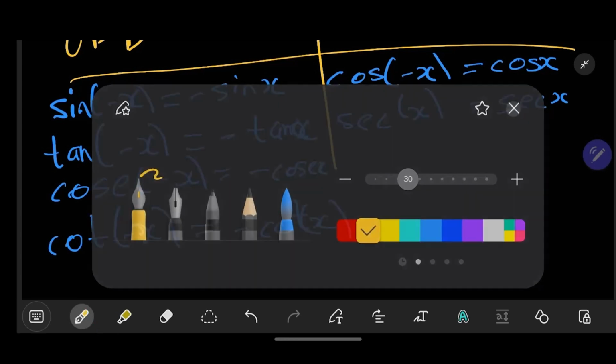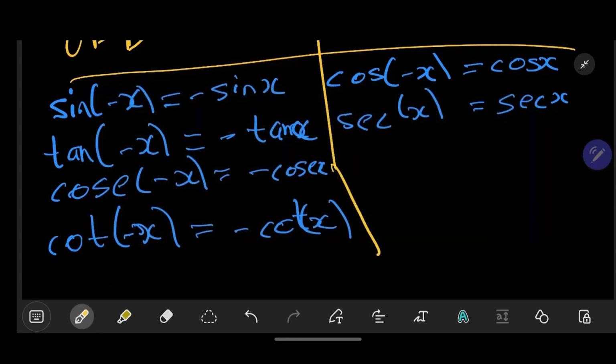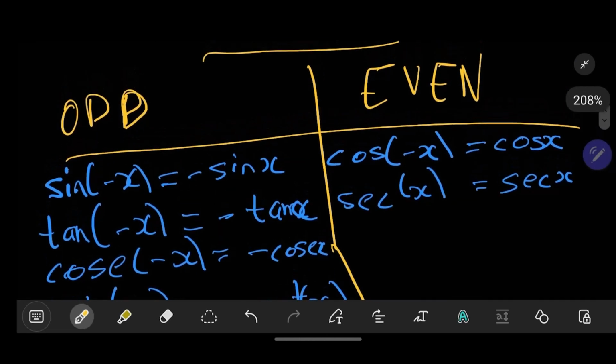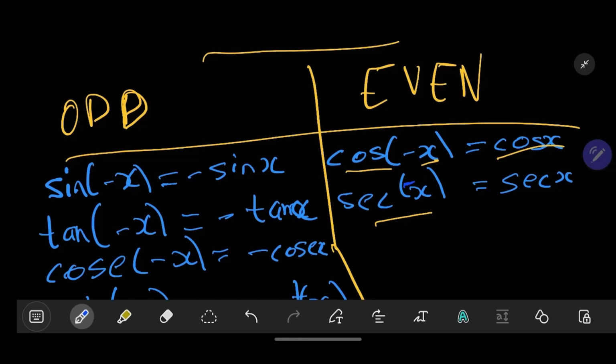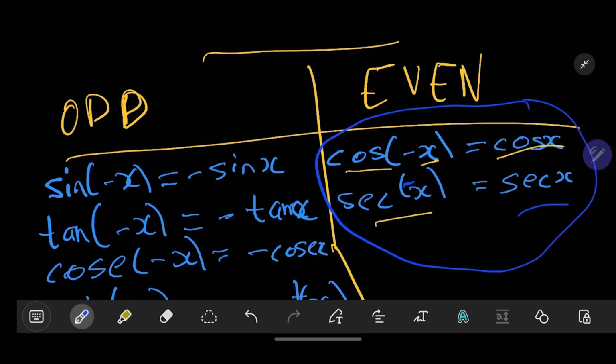An easy way to remember this is just remember that cos of negative x is cos of x, and sec of negative x is sec of x. If you remember these, then you know everything else that has a negative angle in it will always be negative. So just remember the two positive ones that give you an even angle out. Okay, so that is the first set of rules that I need you to remember.